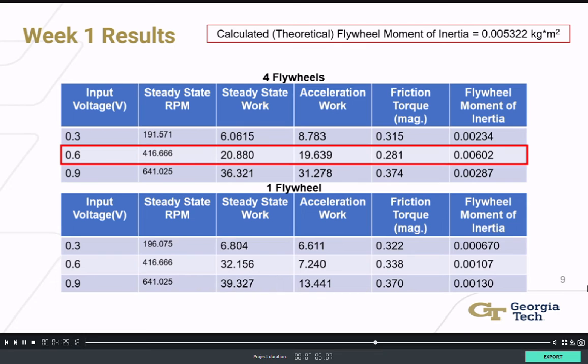When using 1 flywheel instead of 4, the acceleration work of the motor decreased. This is consistent with the theory because a decrease in the inertia of the flywheel leads to a decrease in the work of the motor.